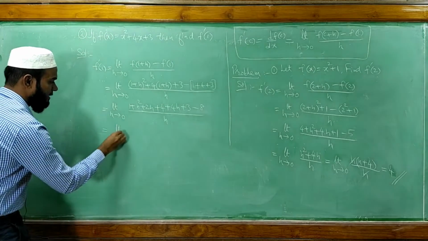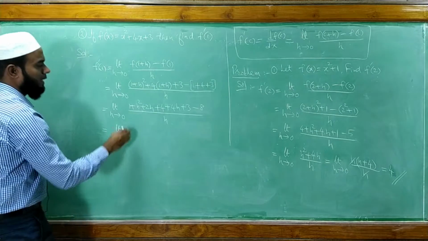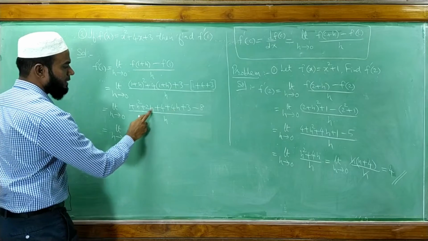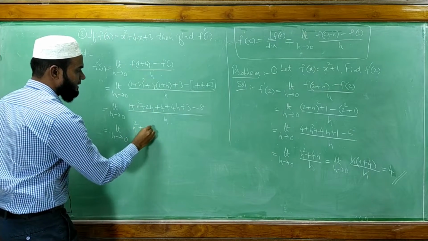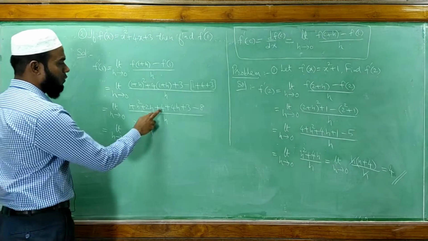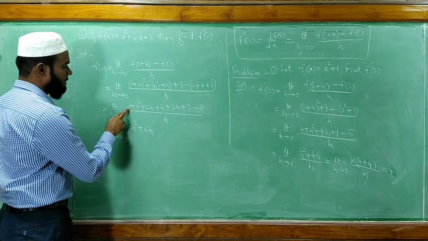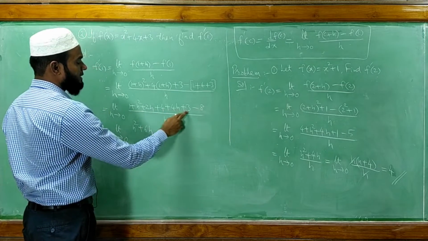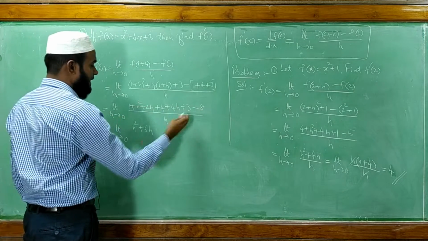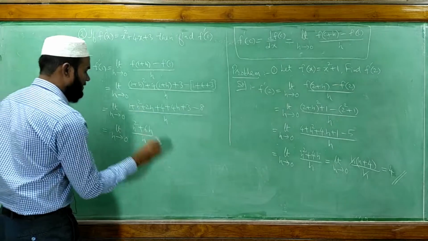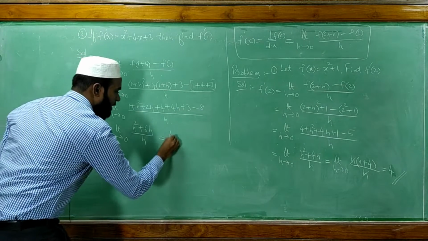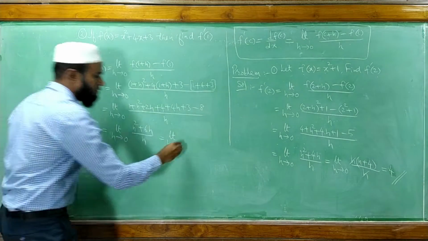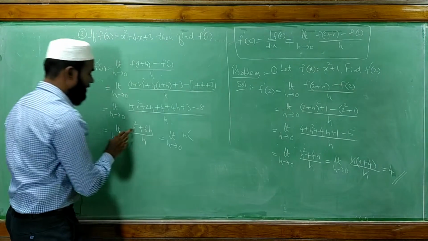Further, we have to simplify. Limit h goes to 0. h square is here, h square as it is. Then 4h plus 2h, which is 6h. And what is remaining? 4 plus 1, 5 plus 3, 8 minus 8. 4 plus 3, 7 plus 1, 8 minus 8 is 0. So remaining h in the denominator. Now further, limit h goes to 0. Now we can take h common from this. When I take h common, so what will remain here?